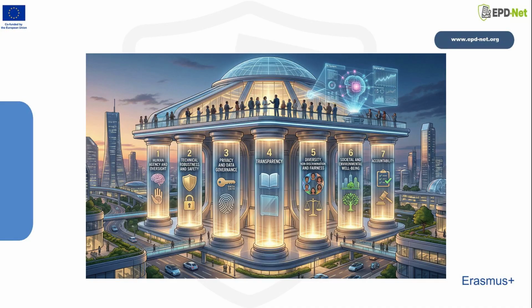Fifth, diversity, non-discrimination, and fairness. AI systems must account for the multiple aspects of diversity in our cities to prevent biases, such as those seen in certain facial recognition software. Sixth, societal and environmental well-being. This aligns directly with our work, ensuring AI contributes positively to sustainable development and environmental outcomes. And finally, accountability. There must be clear mechanisms for reporting, auditing, and providing feedback on the performance of these systems. By adhering to these requirements, we can ensure AI is used responsibly to tackle our most complex urban challenges.